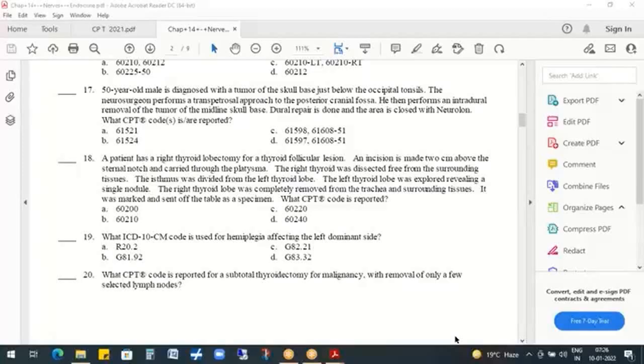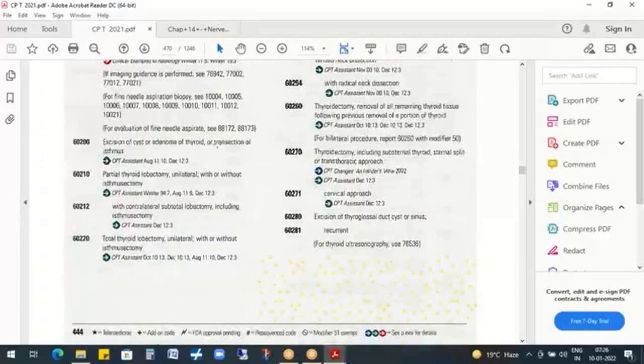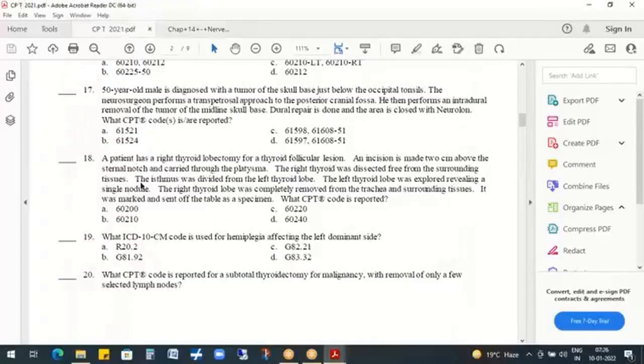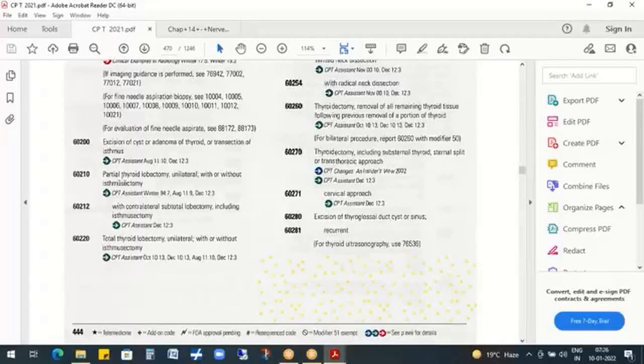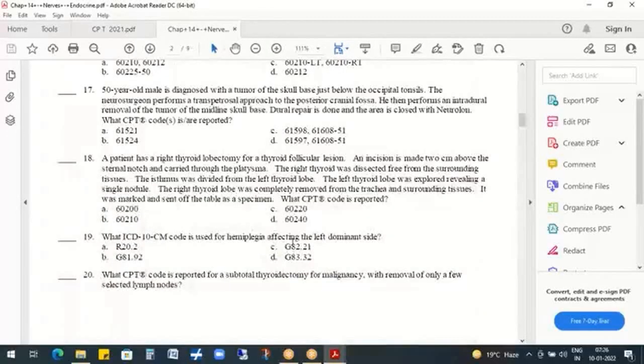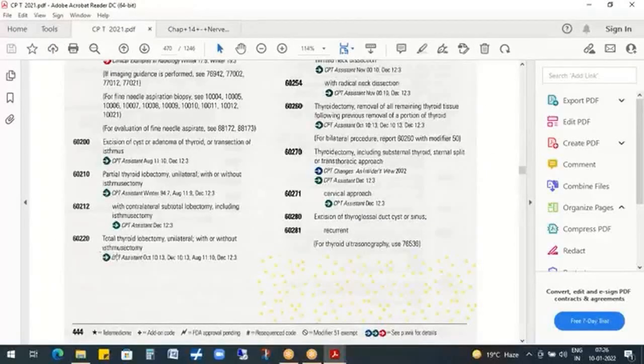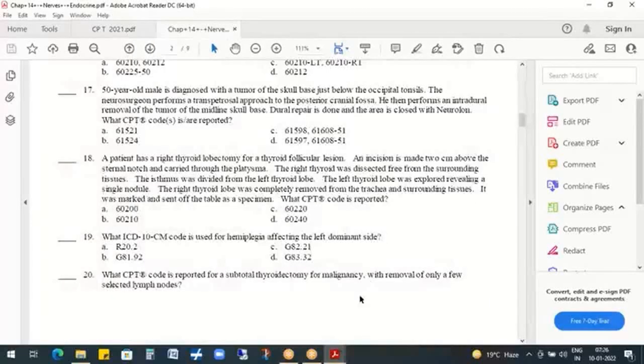If you go with the code description 60200, what is it? That is excision of cyst or adenoma. This is not the procedure done. 60210, this is partial thyroid lobectomy unilateral. Total lobe removed by the physician, 60220. Total thyroid lobectomy unilateral. Now 60220 is the procedure done by the physician. C is the answer, everyone.